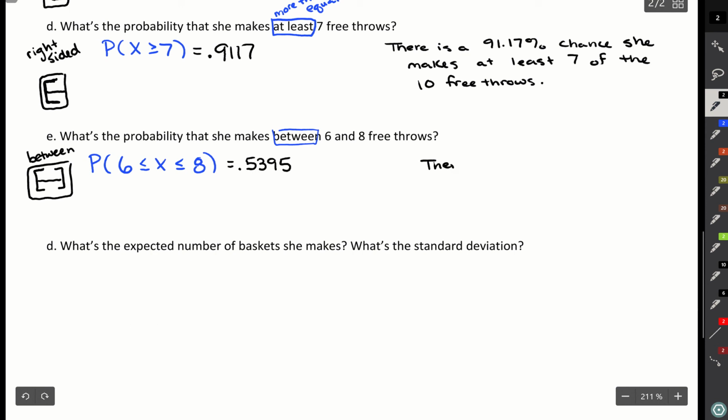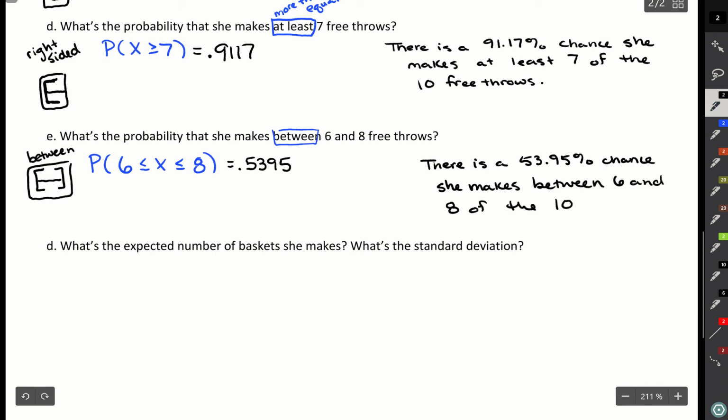So there is a 53.95% chance she makes between 6 and 8 of the 10 free throws.